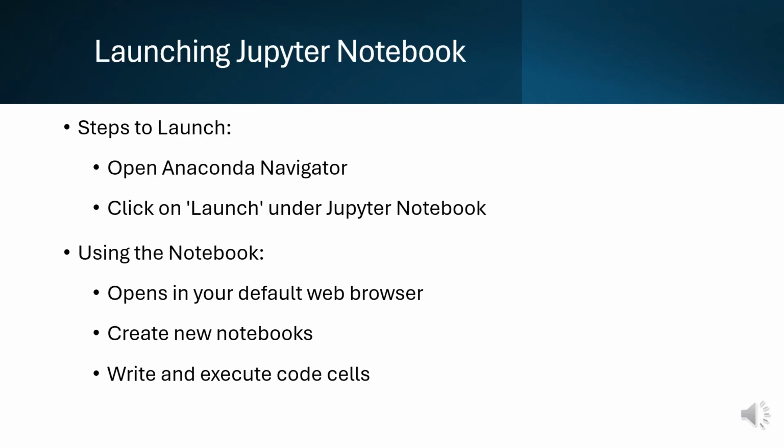To launch Jupyter Notebook, open Anaconda Navigator and click Launch under Jupyter Notebook. It will open in your default web browser. From there, you can create new notebooks, write code in cells, and execute them to see immediate results. It's an excellent tool for learning and experimenting.